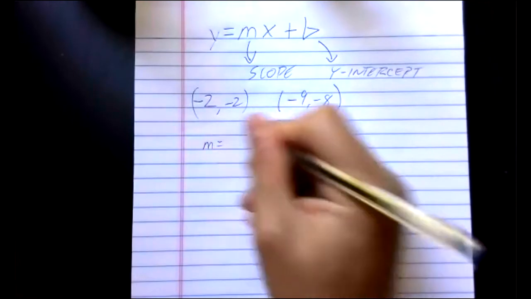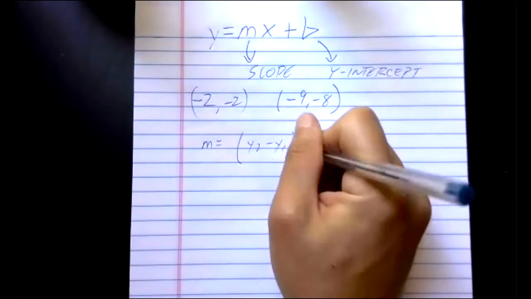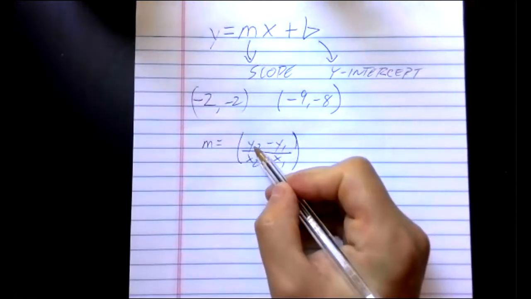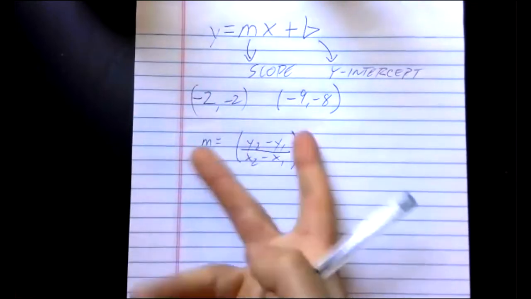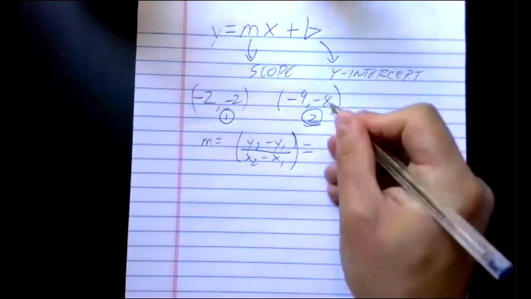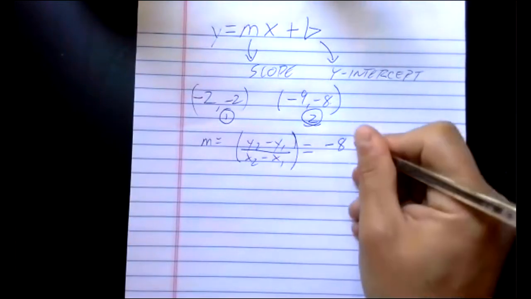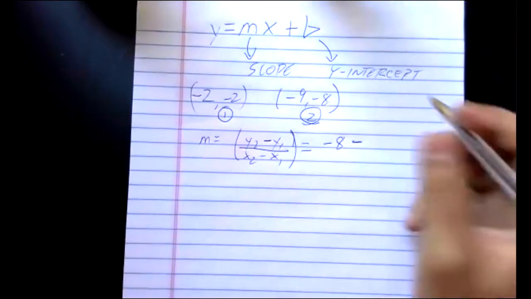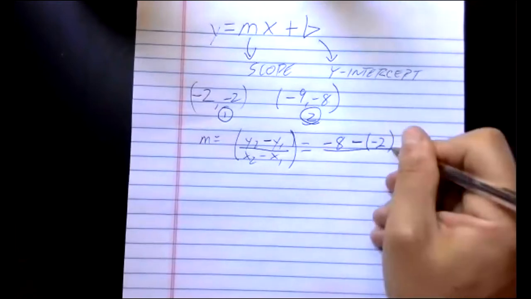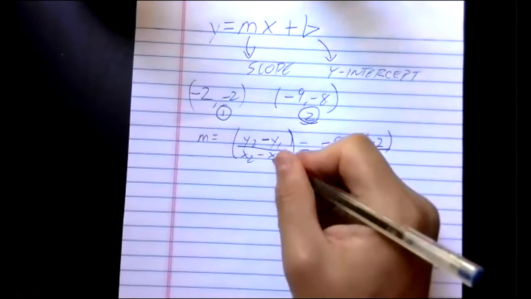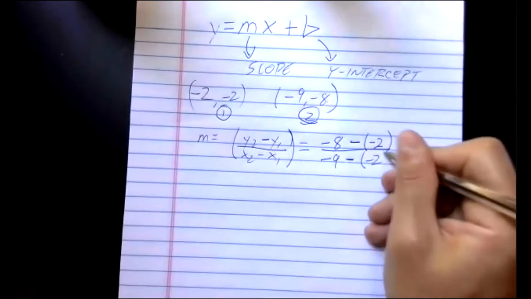So the formula for this is y2 minus y1 over x2 minus x1. We have x's and we have y's. Now the thing with the 1s and the 2s is you can actually reverse these and get the same answer. I'll designate this to be point 1 and this to be point 2. So if I plug in, y2 is negative 8 minus, now this minus is built into the formula, minus y1, which is negative 2. x2 is negative 9 minus another negative 2 for x1.